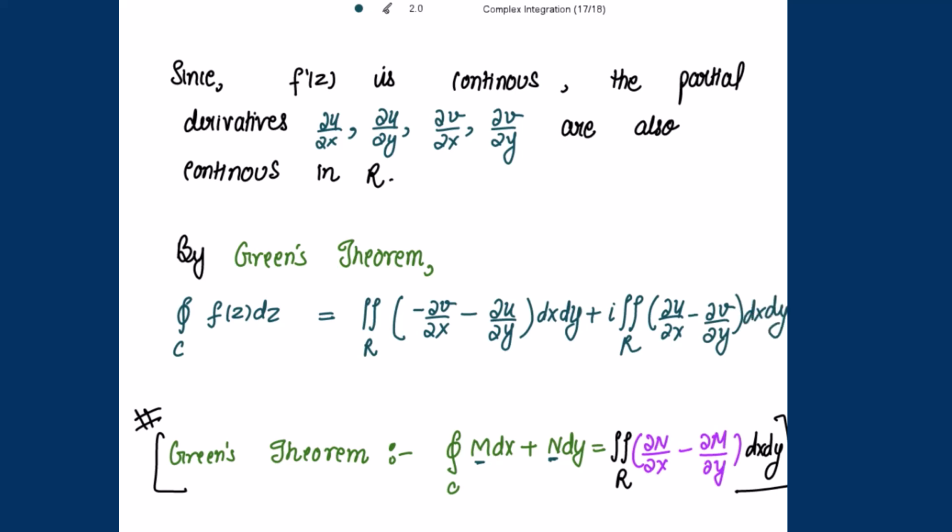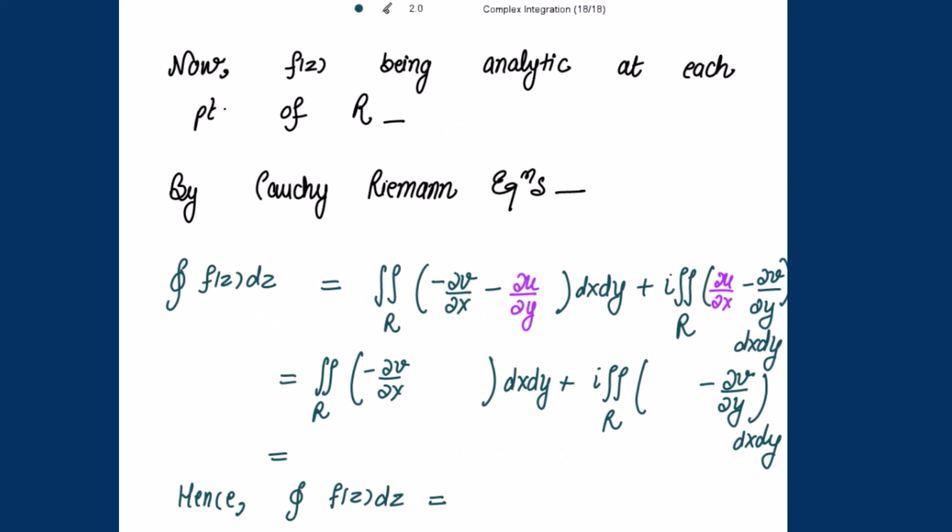Okay. Now the function is also analytic at each point, right? So we are now going to apply the Cauchy-Riemann equations here. We need this closed integral to be equal to 0, so I need to vanish these two integrals. And as f(z) is analytic, I can use the Cauchy-Riemann equations right over here. So what are the Cauchy-Riemann equations? Yes, ∂u/∂x is equal to ∂v/∂y, and ∂u/∂y is equal to negative ∂v/∂x.